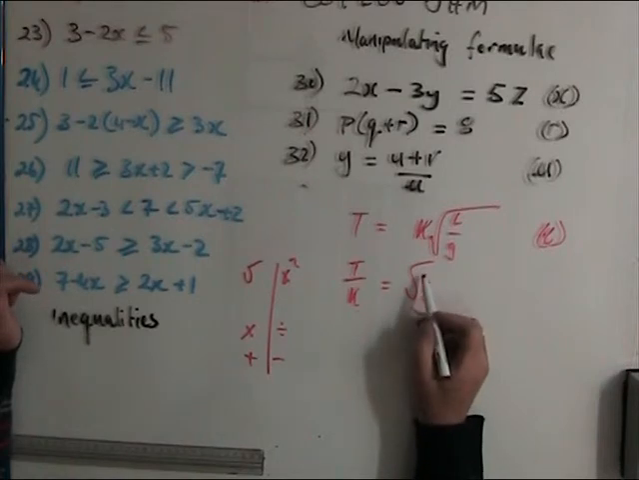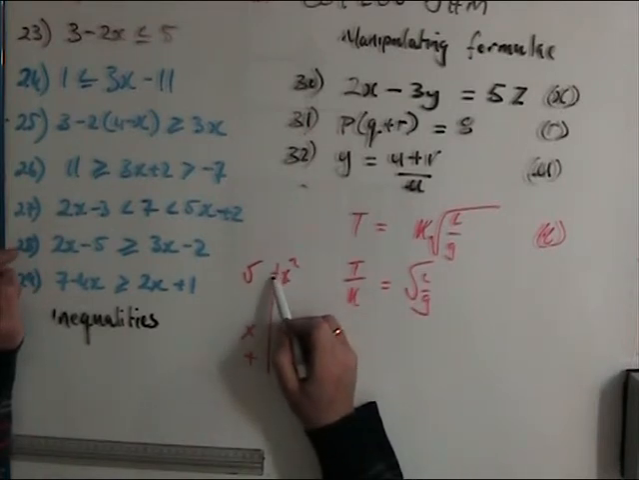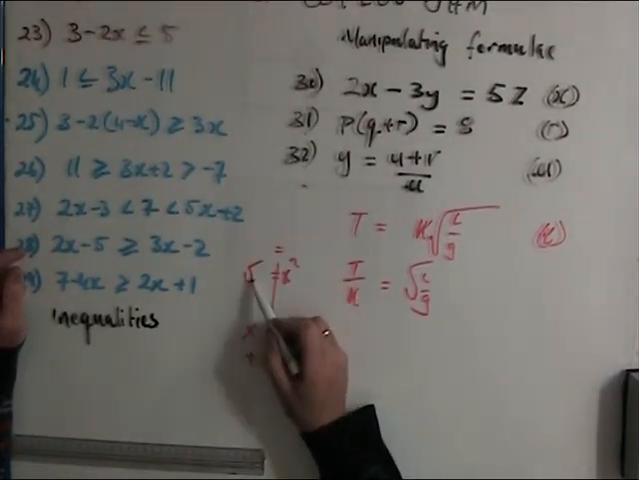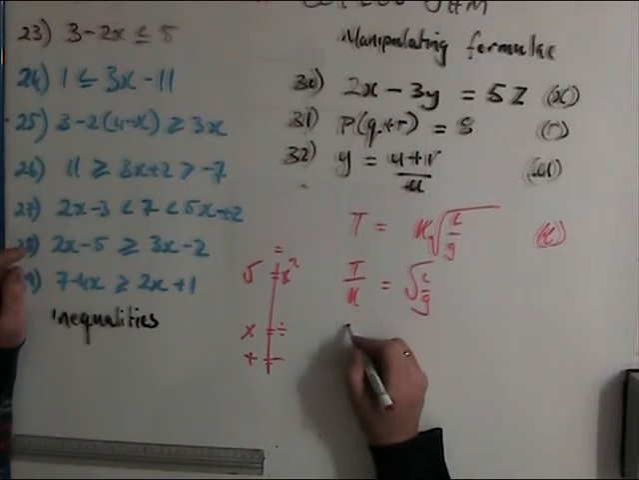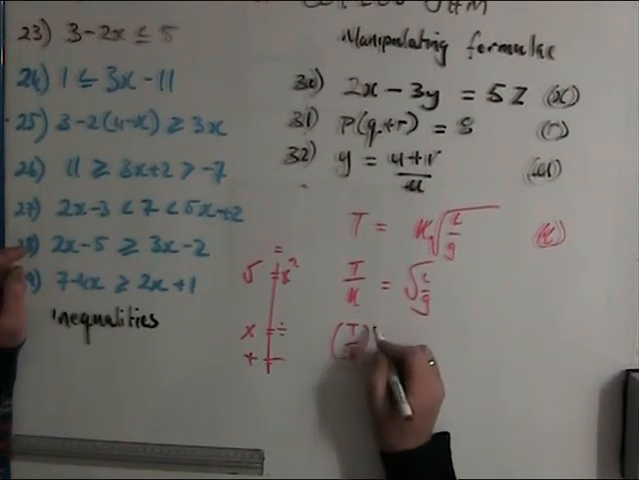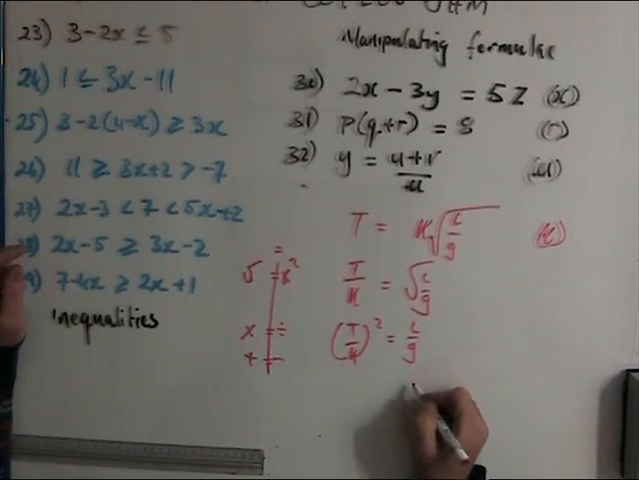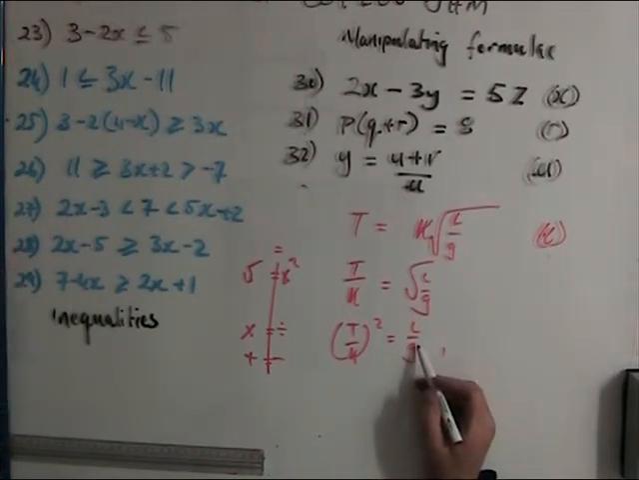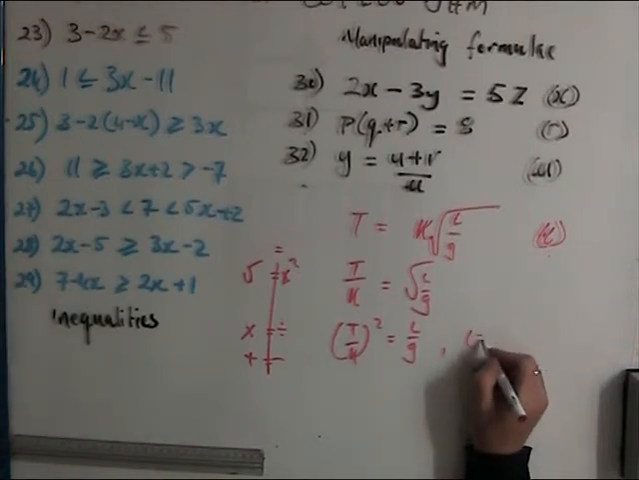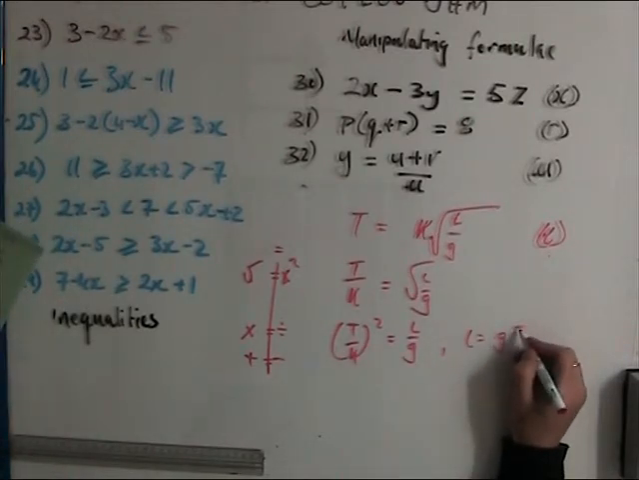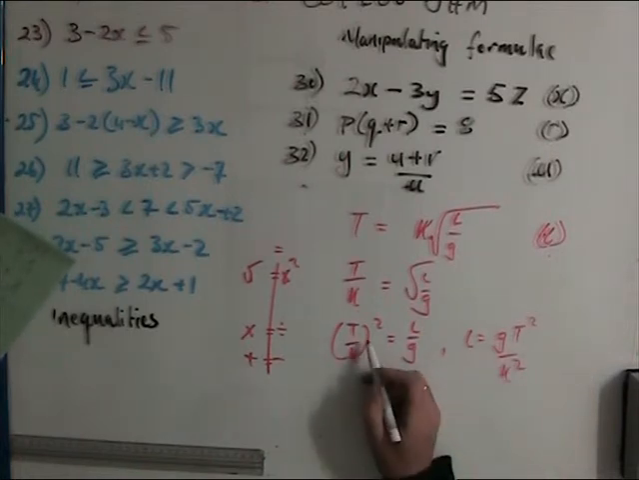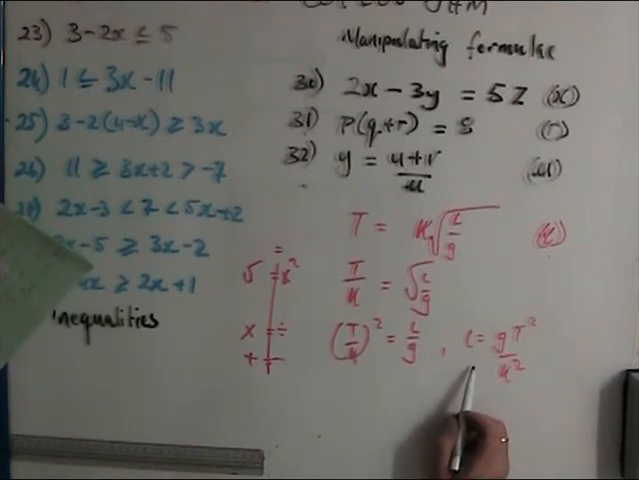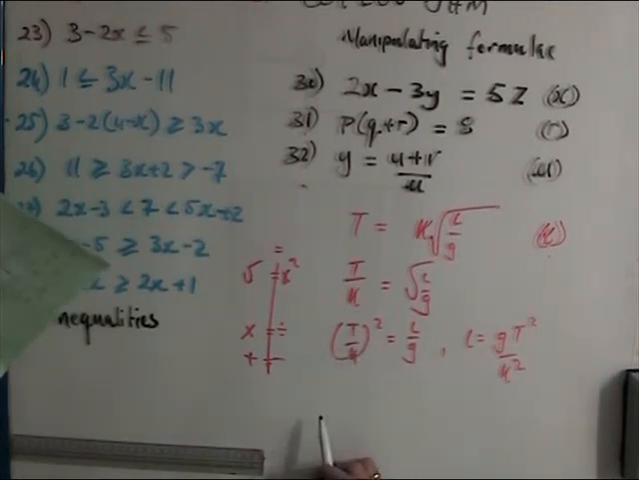Now how do I get rid of the square root? It goes across the equal sign. This is the equal sign. Do you follow? A square root becomes a square. So I get t over k, all squared, is equal to L over g. Now I'm looking for L, so I bring the g across, and it becomes L is equal to g times t squared over k squared, because I've multiplied them all by g. So this is t squared over k squared.